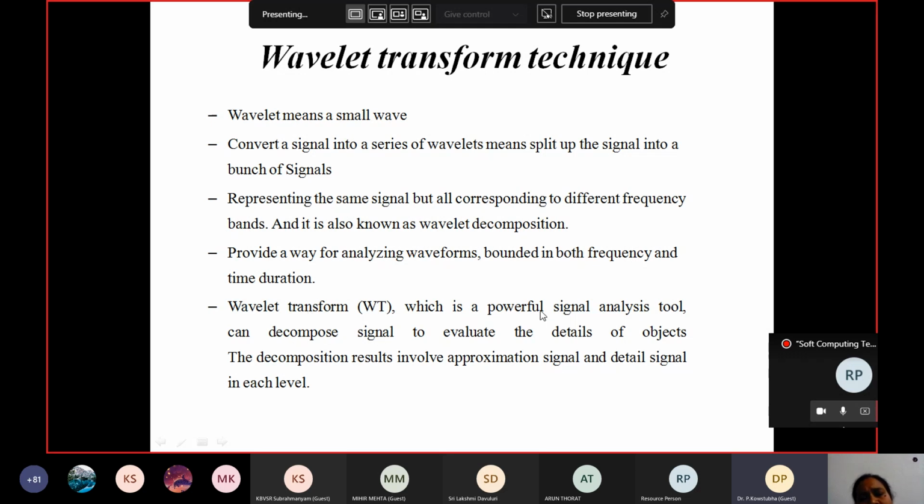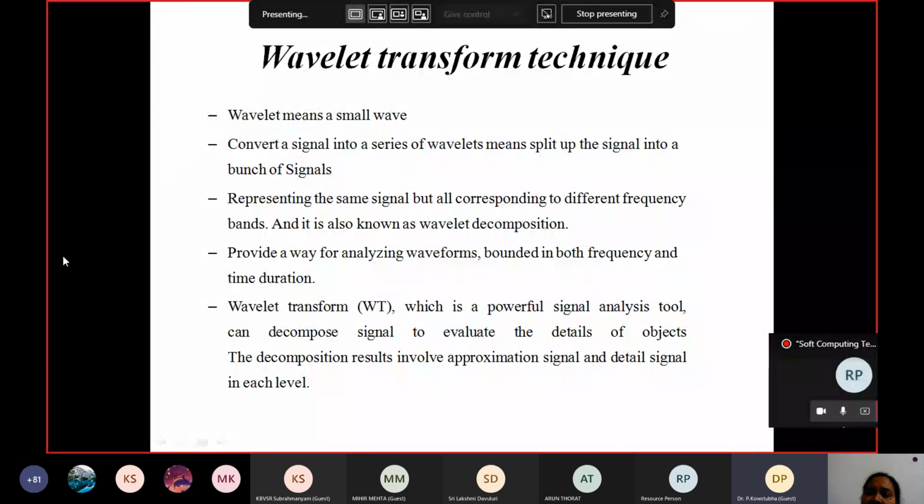The wavelet transform is a very powerful signal analysis tool. It can decompose a signal to evaluate the details of objects. The decomposition results involve an approximation signal and a detailed signal at each level. Before the wavelet transform, much work has been done with different transforms like Fourier transform, short-term Fourier transform, discrete Fourier transform and so on. But the wavelet transform is a powerful tool. Why? Because in all those techniques we can get either frequency or time domain, but here the wavelet transform can provide the data in both frequency and time domain.